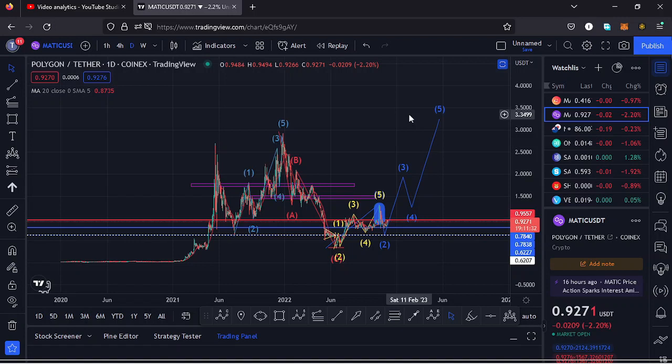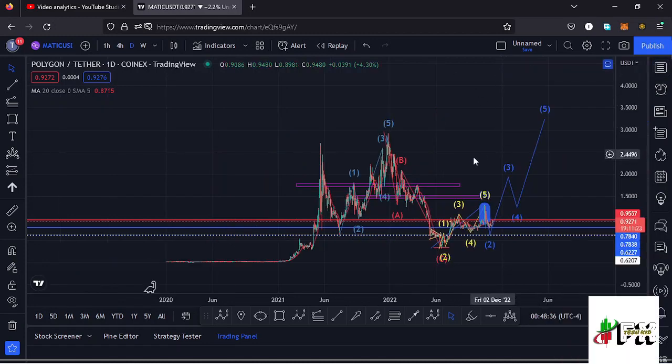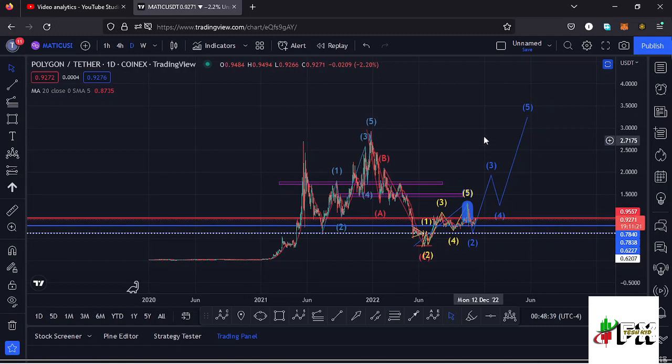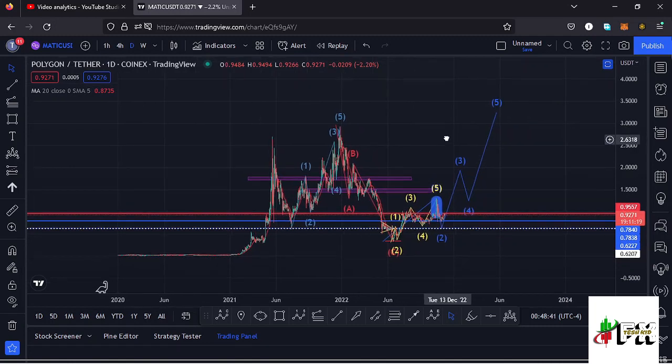I'll be giving you a price prediction update on Polygon Matic, whose current price stands at the $0.9271 mark, and here on TradingView the market is down by 2.2%. In this video I want to give you the short-term and the long-term scenarios that I expect to play out here on the Polygon Matic chart.